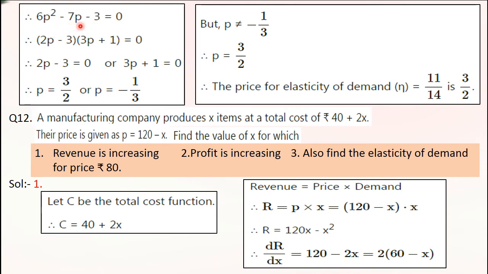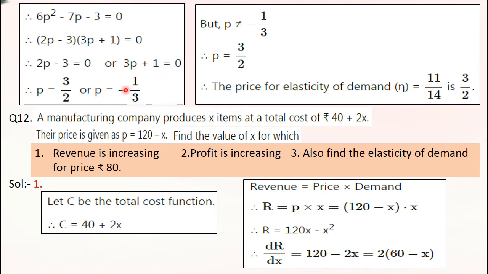Here I used the splitting of the middle term and factorized. Then (2P minus 3) into (3P plus 1) is equal to 0. It is a product of two terms equal to 0, which means one of them should be 0. Either 2P minus 3 is equal to 0 or 3P plus 1 is equal to 0. From 2P minus 3 is equal to 0, we get the value of P as 3 upon 2. And from the second one, 3P plus 1 equal to 0, we get P is equal to minus 1 upon 3.